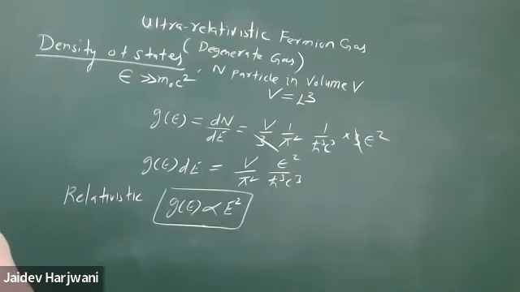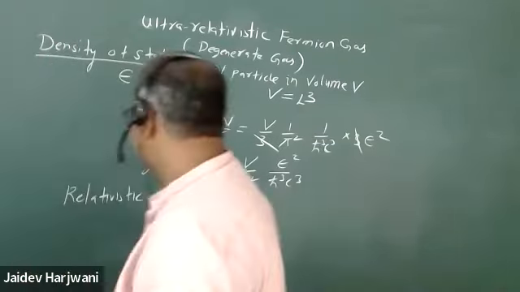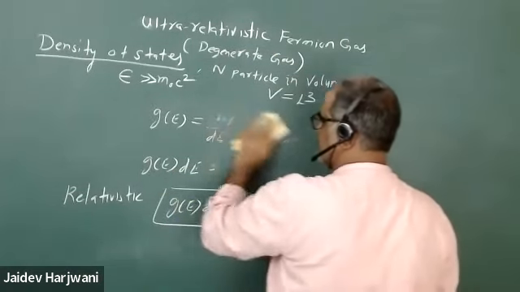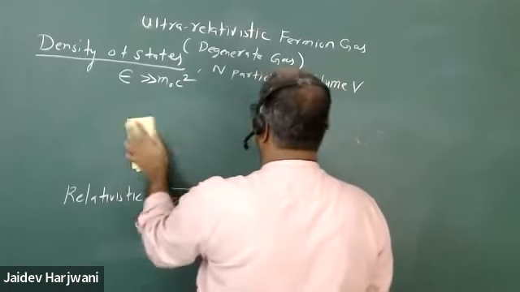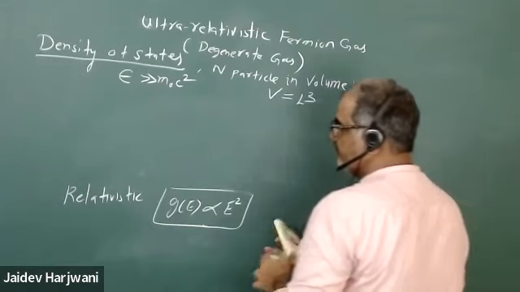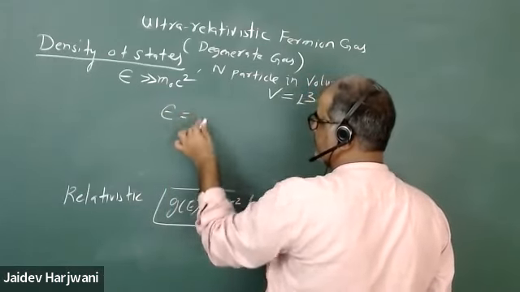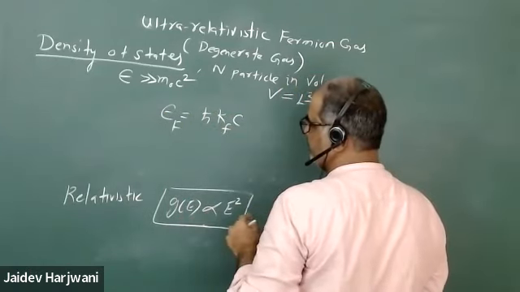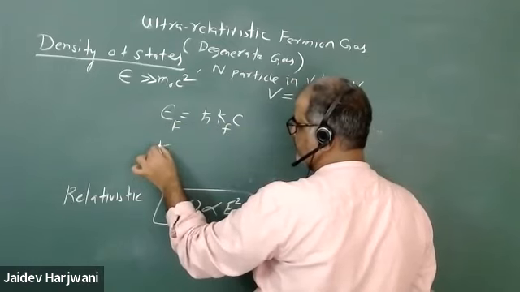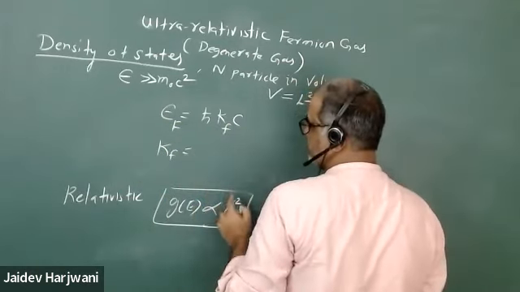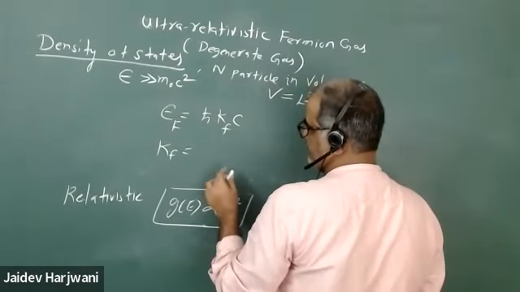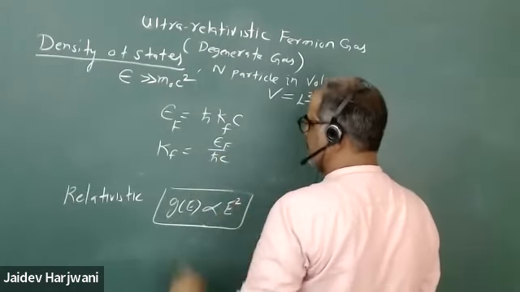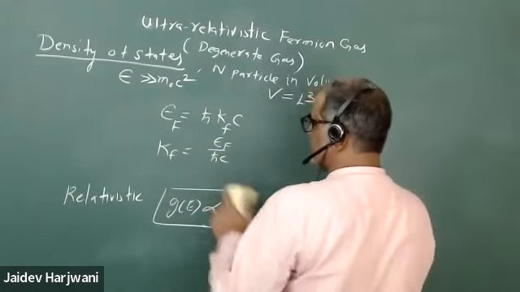Okay. So how to calculate Fermi energy? If I want to calculate Fermi energy, I know E is h cut k c. If I have Fermi energy, I need to make it this EF. So kf will be what? EF upon h cut c. Or let it be like this only.